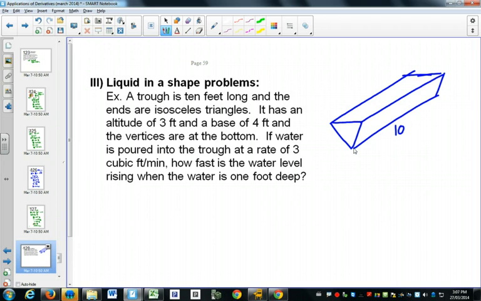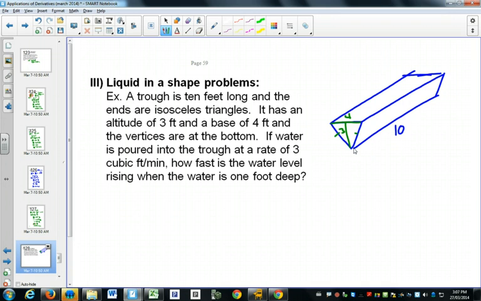Okay, so we've got the triangles here on the end, our isosceles triangles. So that means this side and this side are the same. It tells us that it has a height of 3 and a base of 4. So this length is 4 and that length is 3. Vertices are at the bottom, so there's our drawing. Water is being poured into the trough at a rate of 3 cubic feet per minute.